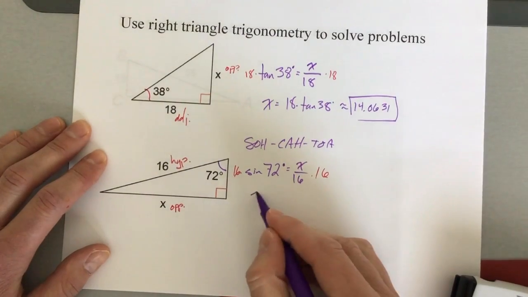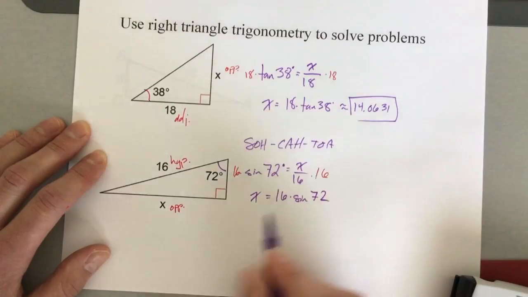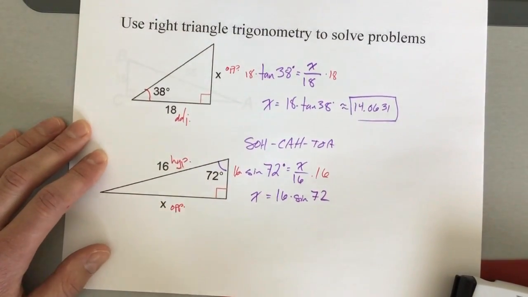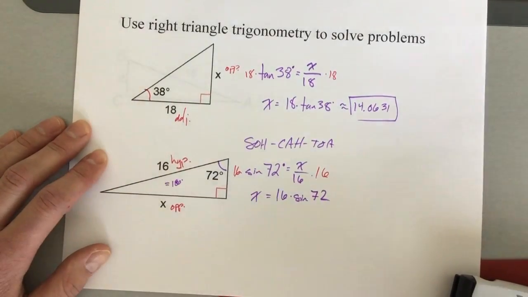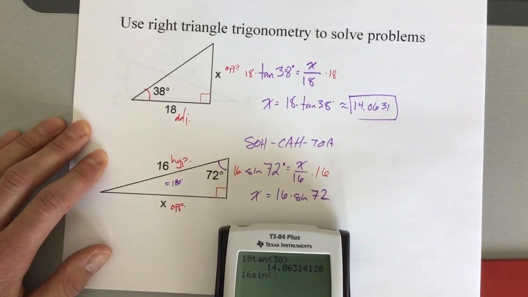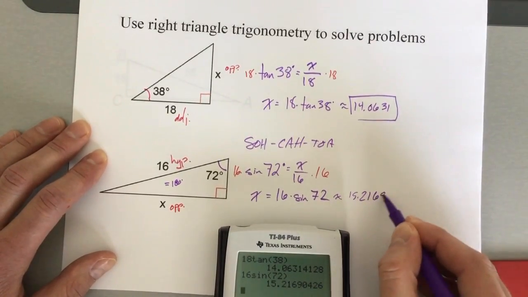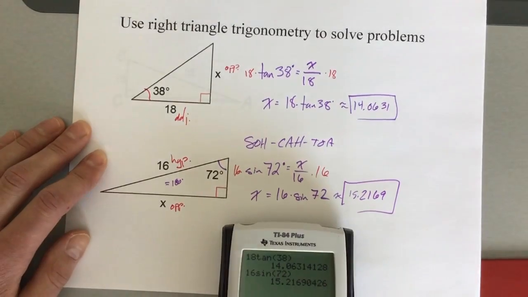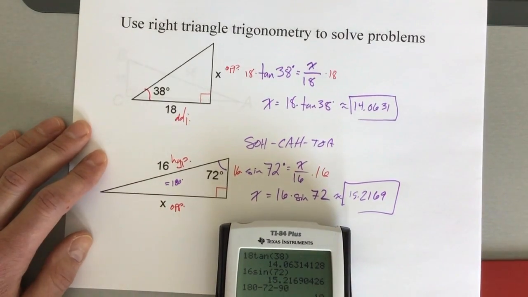Remember as well, on some of these you would need to find that missing angle. That missing angle could be found here because all the angles inside this triangle have a sum of 180 degrees, and we already know two of them. So we can solve for that missing angle, but let's finish up finding that leg. 16 times the sine of 72 works out to be approximately 15.2169. But if I did need to find that missing angle, we could take the two angles that we know and subtract them from 180 to find that missing angle.